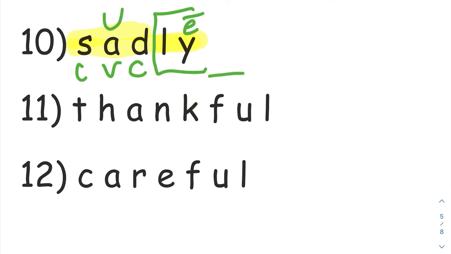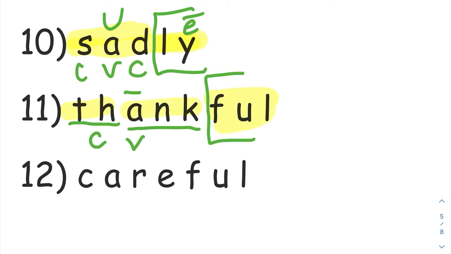Number 11. There's our suffix again, full. TH makes one sound. ANK is that ink, ink, onk, unk sound. So we hear that short A sound. Our base word then is thank, suffix, full. Altogether, thankful.